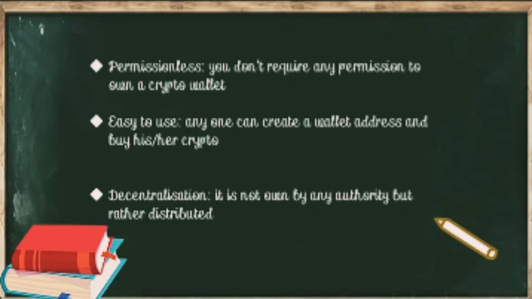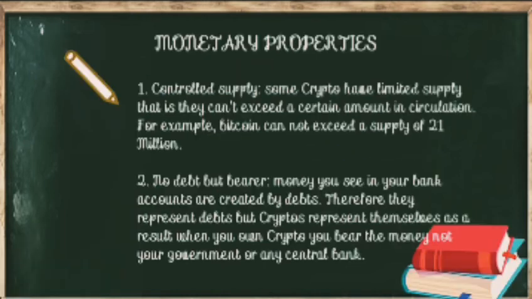And then decentralization, which is the most important and the thing people emphasize on, is that it is decentralized. No particular authority rules over cryptocurrency. Not even Satoshi can control the amount of Bitcoin in circulation.